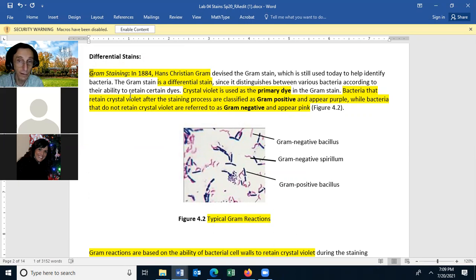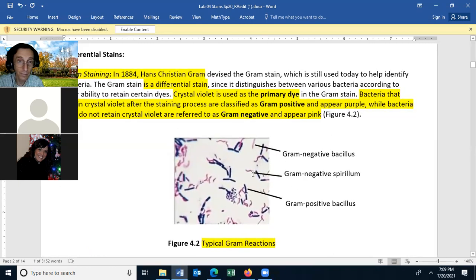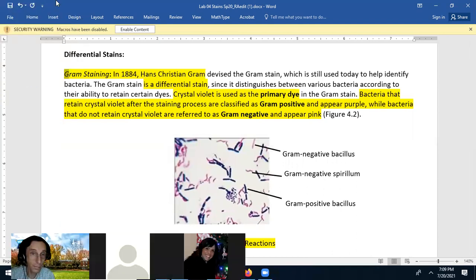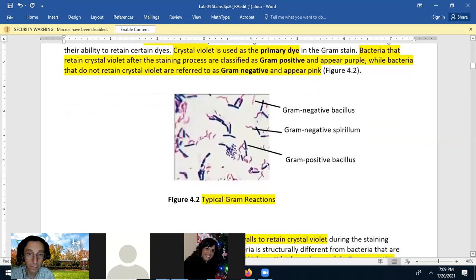Crystal violet is used as the primary dye, and the bacteria that retain the crystal violet are classified as gram-positive cells, and they will be purple. And then there are other cells that do not retain the crystal violet, and these cells we call gram-negatives, and they would be the pink staining cells here. Okay? Any question about any of that?